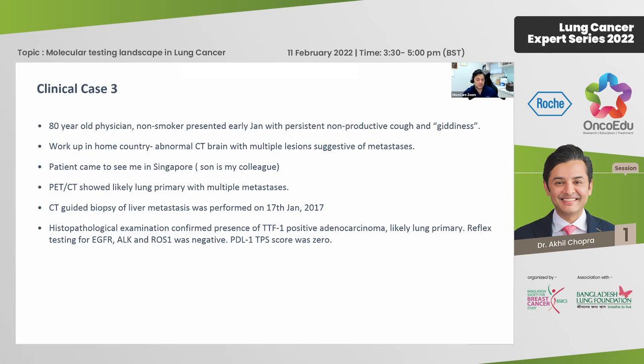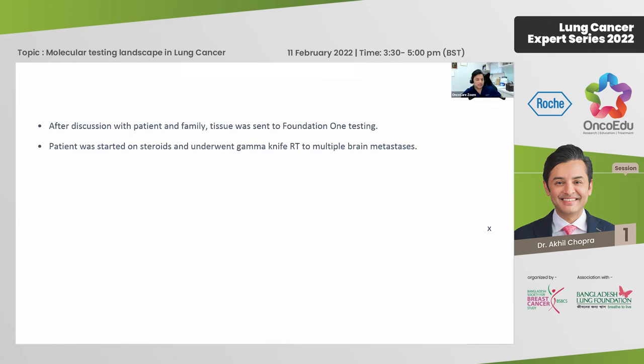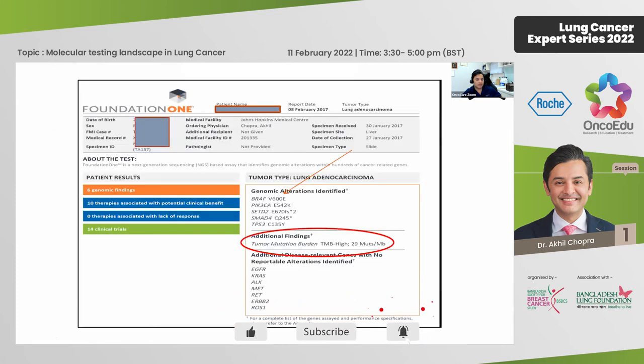I was convinced this lady had EGFR mutation positive lung cancer, because again, she is non-smoker, Asian, and a TTF1 positive adenocarcinoma. But interestingly, reflex testing for EGFR, ALK, and ROS was all negative, and the PD-L1 TPS score was zero. So no choice. I had to start her on chemotherapy, but again, I sent her tissue for NGS testing using Foundation One, and we obviously treated the brain mets with gamma knife. Fortunately, all of the mets were amenable to gamma knife treatment.